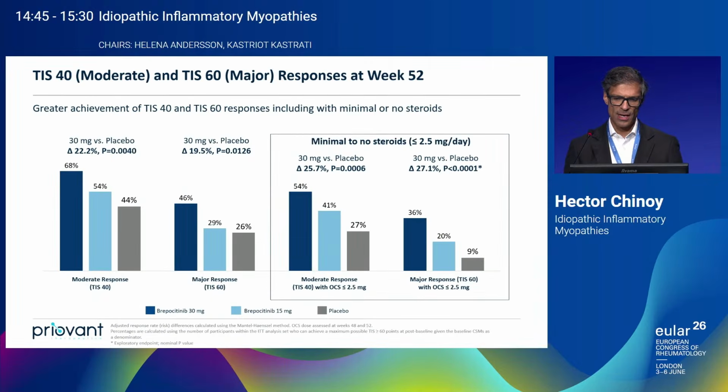And these are the TIS40 and TIS60 results. And on the right-hand side, you'll now see a combined outcome of moderate TIS with a reduction of steroids. And on the right-hand side, you can start to see a real divergence of the drug versus placebo once you bring the steroids below 2.5 milligrams.